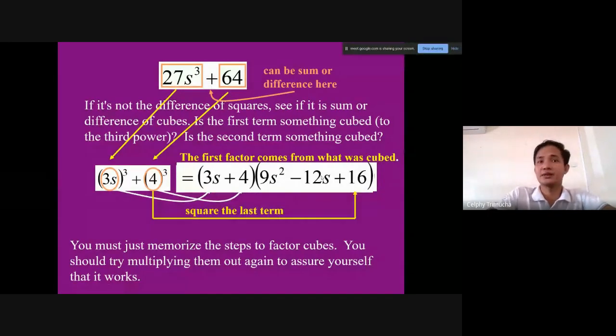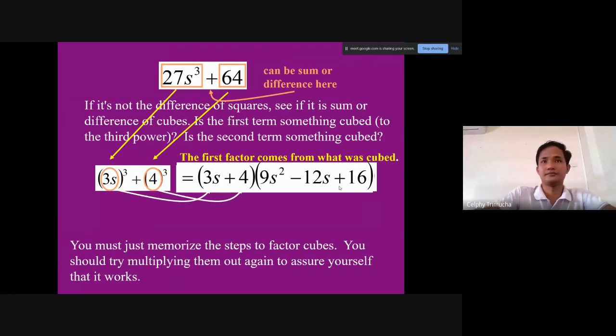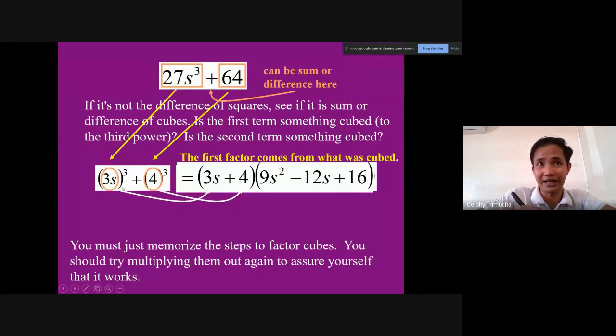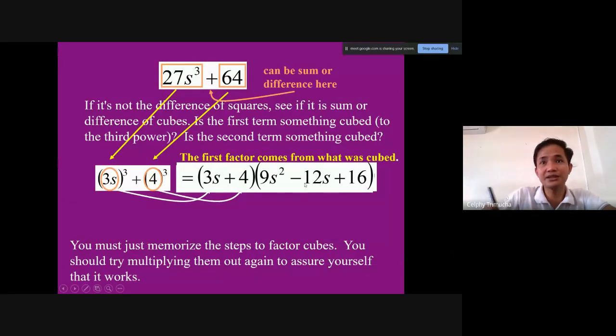Next, square the last term. So you have 4, and 4 squared is positive 16. That is now the perfect factor of this term. So take note, copy positive 3s, positive 4. Next, square the first term, 9s squared. Square the last term, positive 16. For the middle term, multiply the two but change the sign. 3s times 4 is 12s, but change the sign, that will be negative 12s.